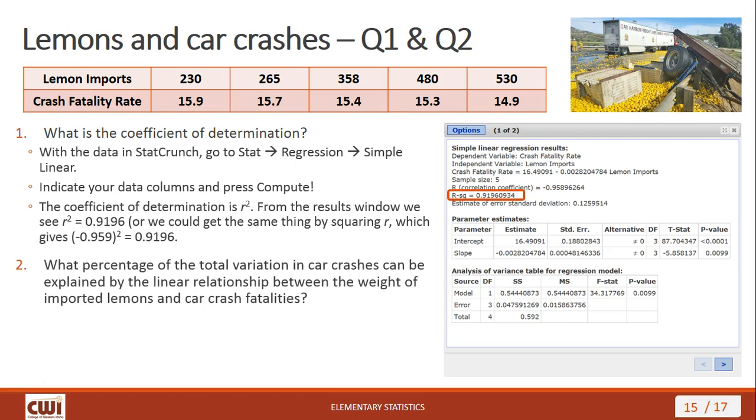Second question, what percentage of the total variation in car crashes can be explained by the linear relationship between the weight of imported lemons and car crash fatalities? Well, here, we just take R squared and we express it as a percent, not a decimal. So you move that decimal point over 2 places to the right, and that gives us 91.96%. There's the answer to the second question.